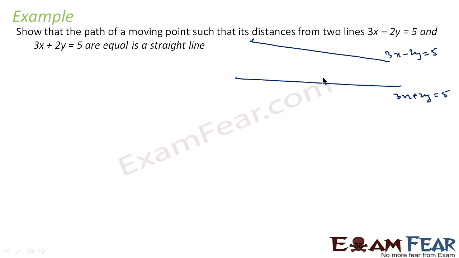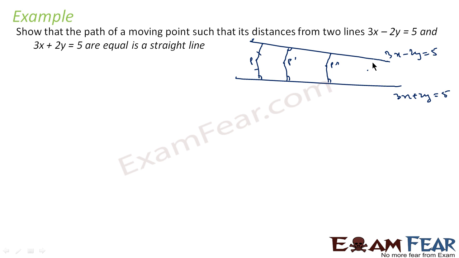Now we say that there is a point that is moving in such a way that the distance from these two lines is always the same. For example, this is a point which is moving in such a way that this distance and this distance are the same. Now this point moved here, P dash. Again this distance and this distance are the same. Again this point moved here, this became P double dash, let's suppose. So this distance and this distance are the same.